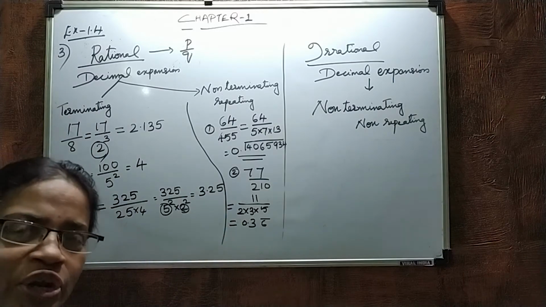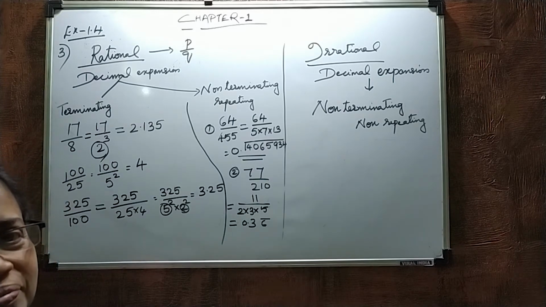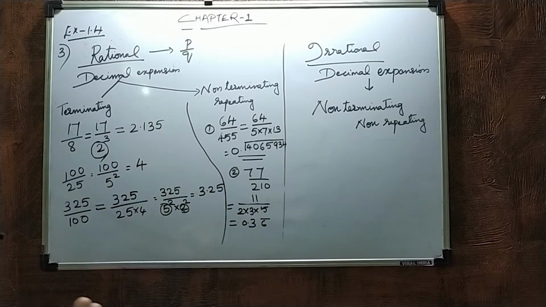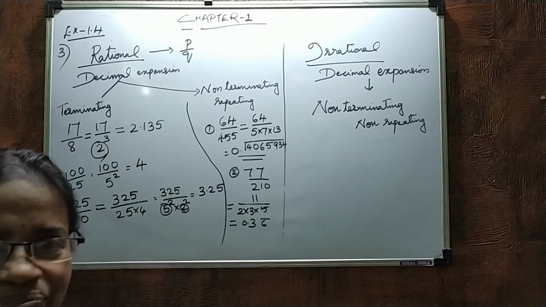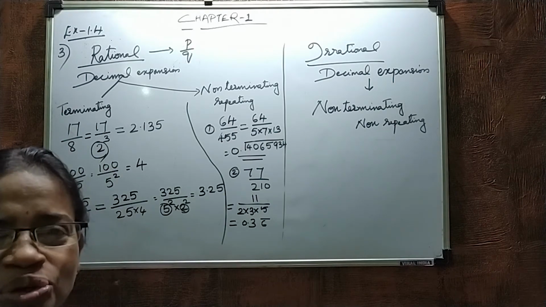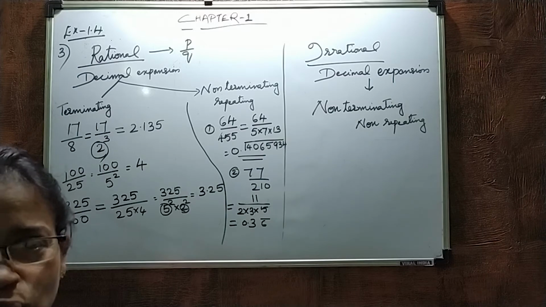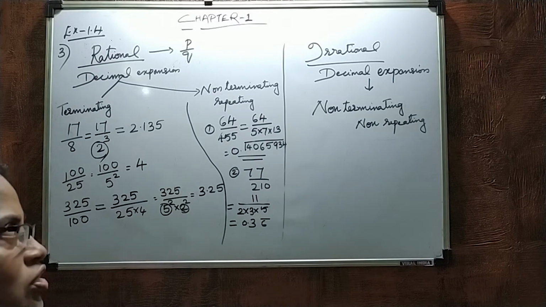So what can you understand from these examples? I hope you have already studied. Again I am just telling you, you have to remember this one. When it is terminating, the factor of q should be 2, 5 or 2 into 5. That means 2 raised to m into 5 raised to n. Then it will be terminating. Clear? Hope you understood. You just have to find out whether the factor of q is either 2 or 5 or 2 raised to m into 5 raised to n. Then it will terminate.